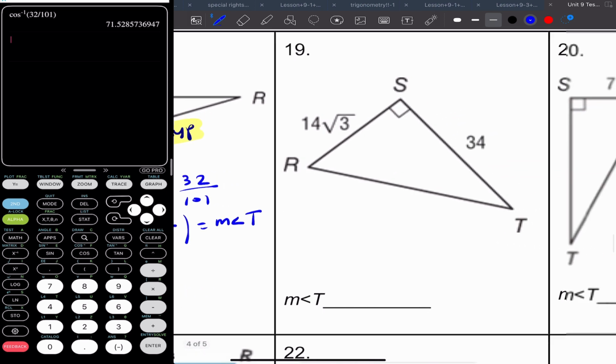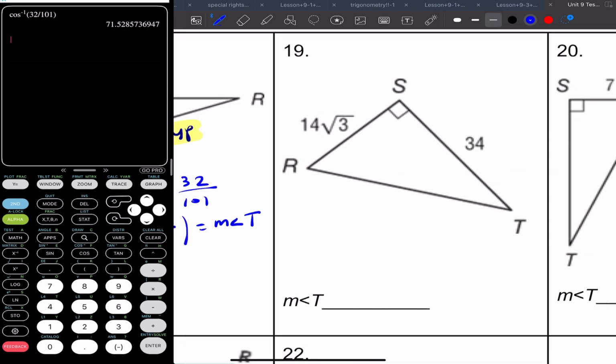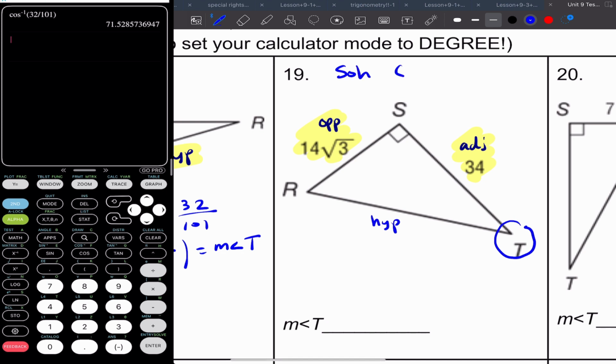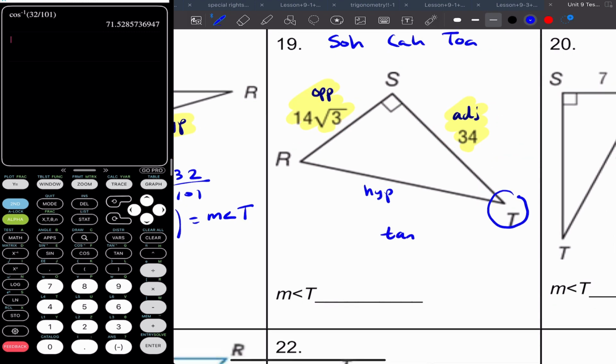Number 19. Since I'm looking for the measure of angle t, I will circle the angle of reference and then label opposite, hypotenuse, adjacent, and then highlight the given information. So 14 root 3 is the opposite side and 34 is the adjacent side. I write SOHCAHTOA. I'm dealing with opposite and adjacent, so I'm using tangent. So tangent of the angle of reference, which is t, is equal to 14 root 3 over 34.